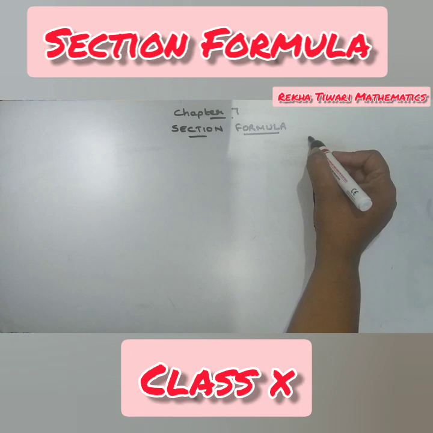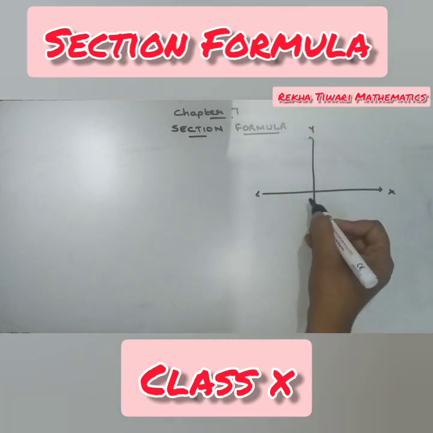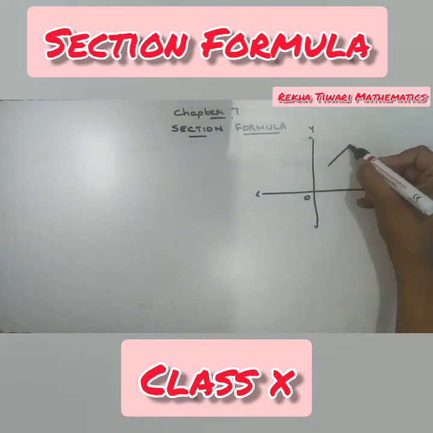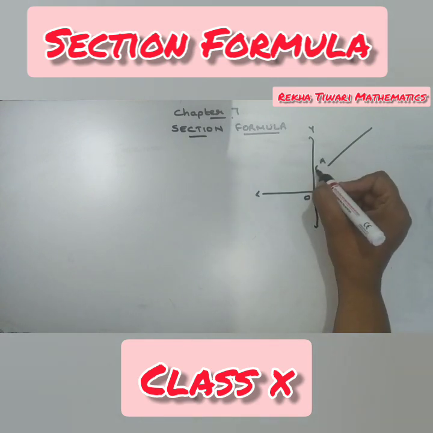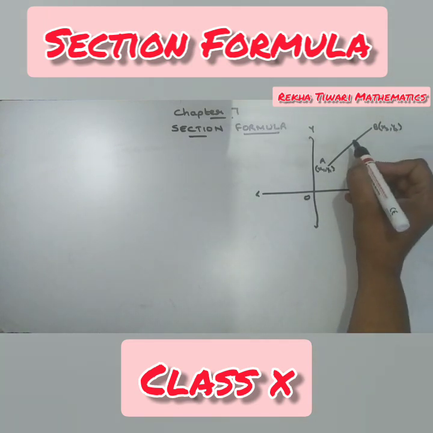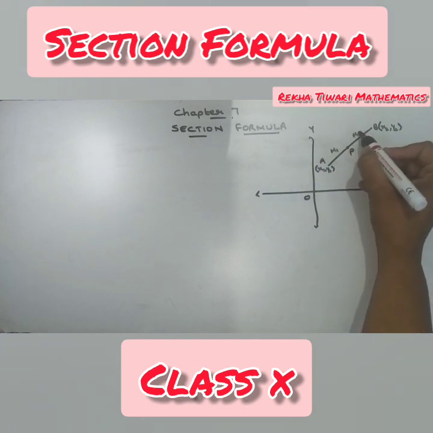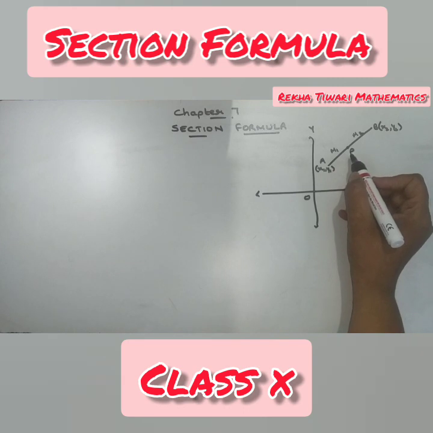See, this is the Cartesian plane, this is the x-axis, this is the y-axis, this is the origin. Suppose two points are given to you, A and B. The coordinates of A are x1, y1. The coordinates of B are x2, y2, and there is one point P which divides this line AB in the ratio m1 is to m2. I have to find the coordinates of this point P.